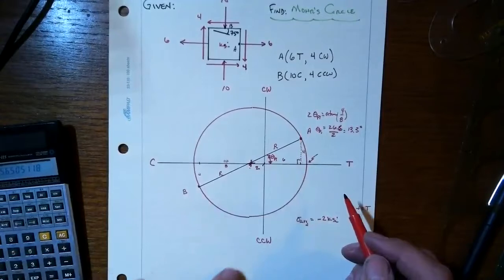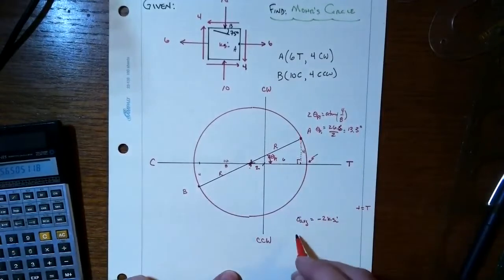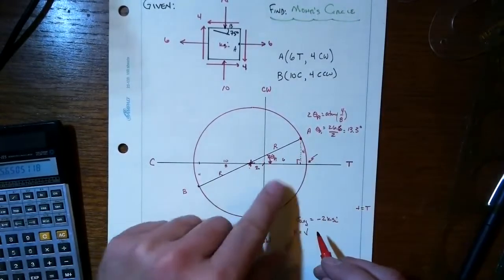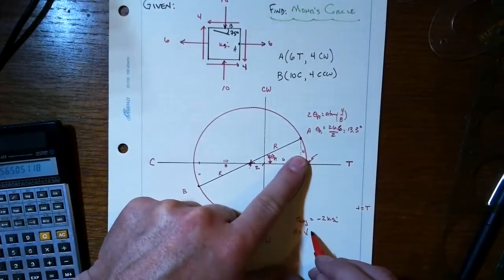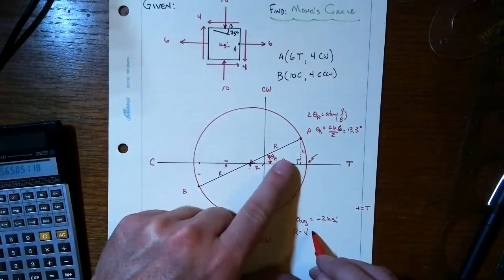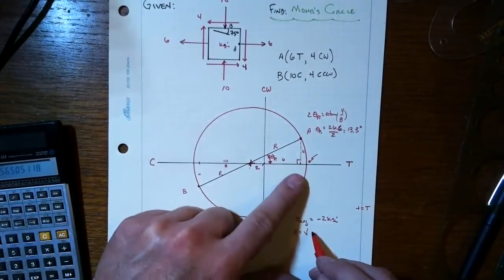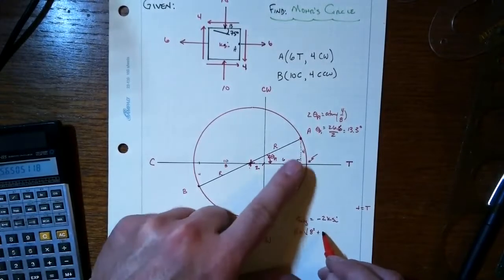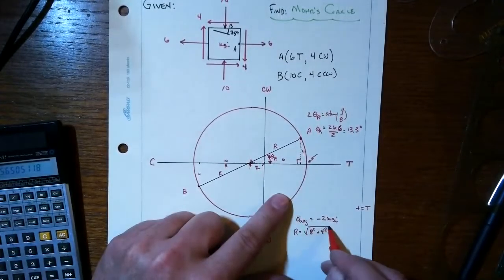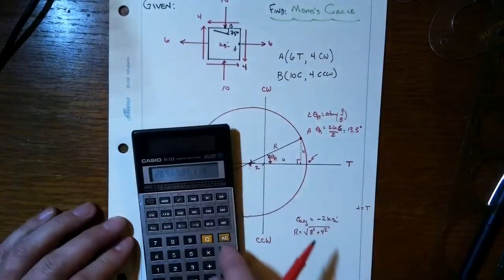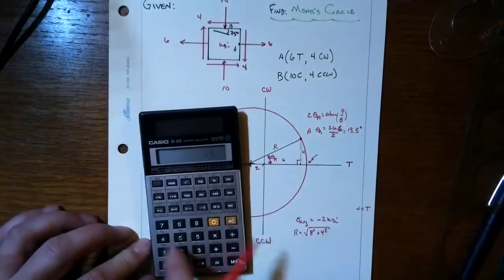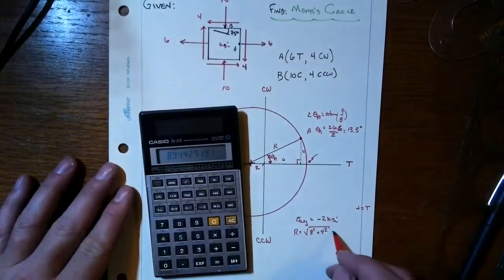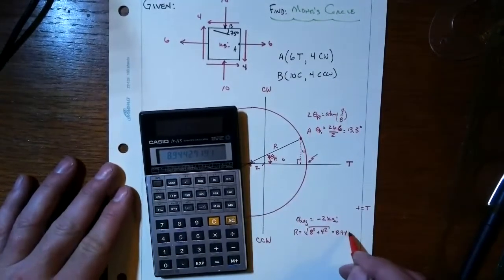We haven't calculated the R yet, but we can do that. R is going to be the square root. Oh, it's just this triangle, right? So square root of the 4. No, let's just do it as the base. That's 8 squared plus the 4 squared, square root. And so that would be 64 plus 16, and square root of 80 is 8.94.